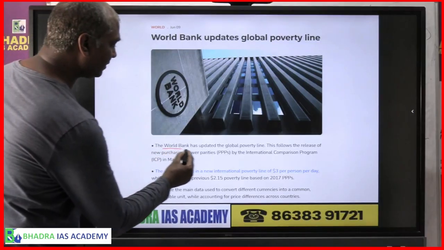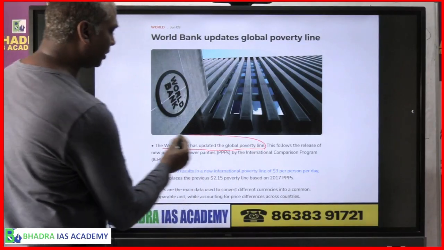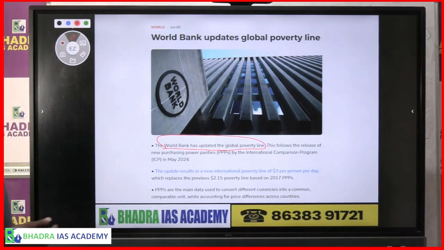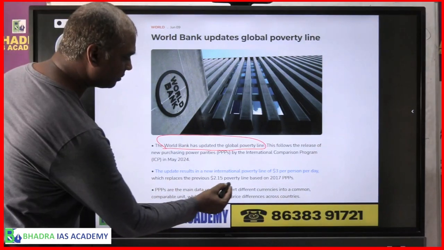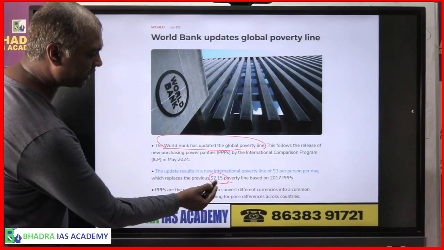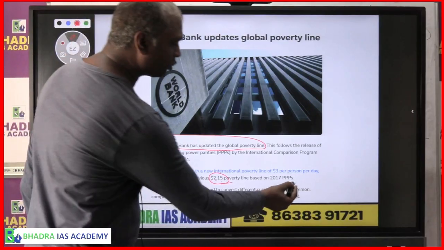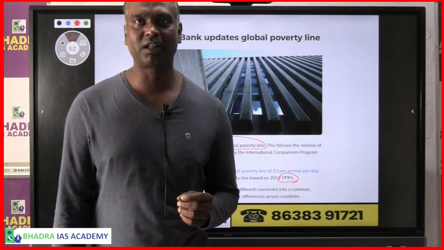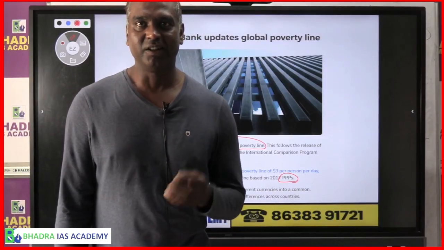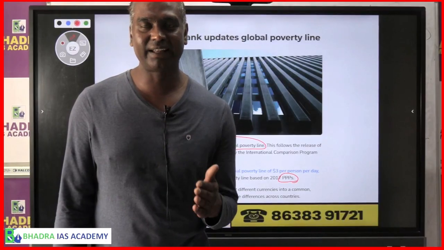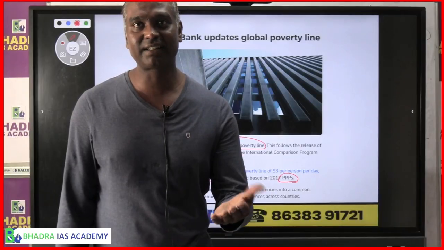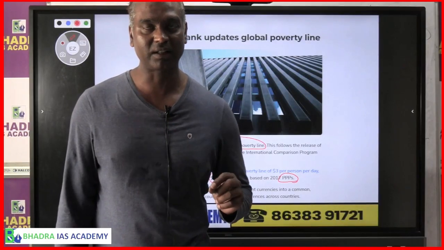The World Bank has updated the global poverty line, what we call the International Poverty Line. Earlier it was $2.15 per day, that is on purchasing power parity. So normally जब मैं क्लास में बोलता हूँ $2 या $3, students are trying to multiply the $2 by 85 rupees. That is wrong. That is the exchange rate का 85 rupees equal to $1.